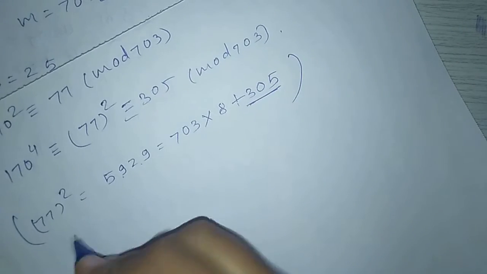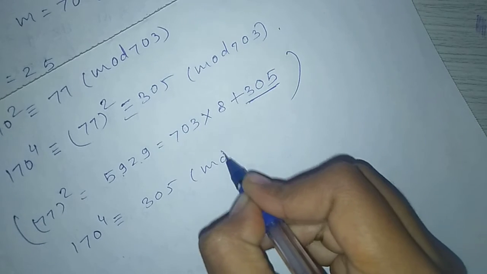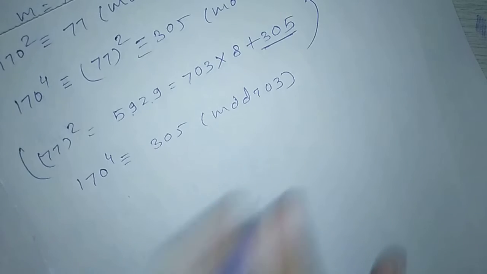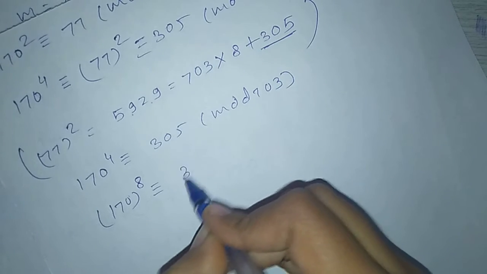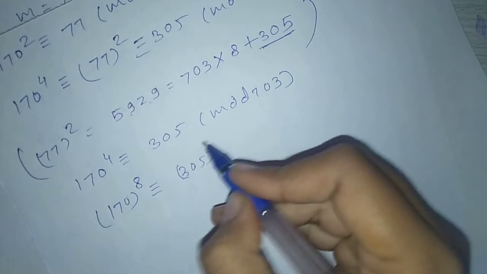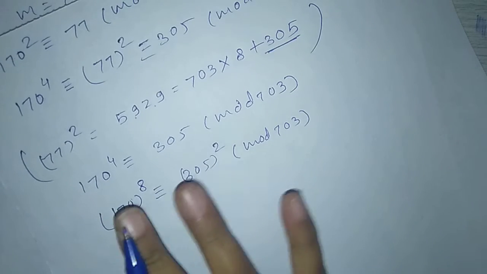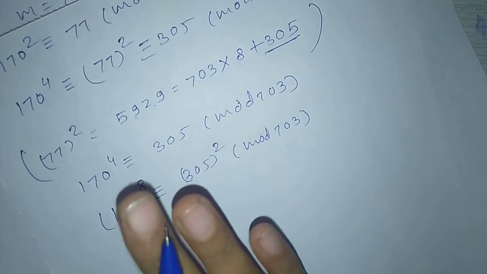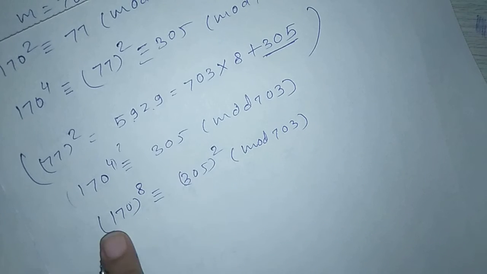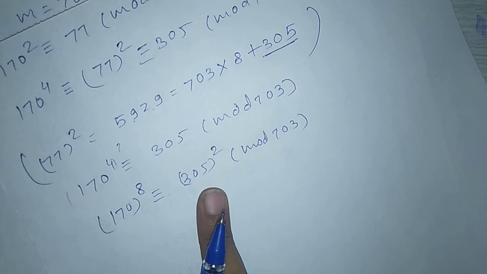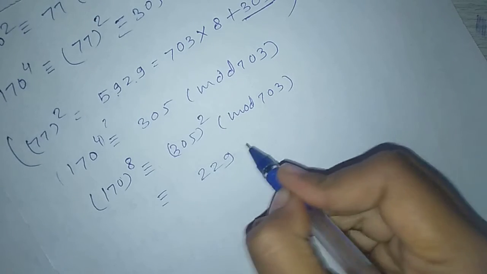Now 170 raised to 4 is congruent to 305 modulo 703. Now take 170 raised to 8, we get 305 raised to 2 modulo 703. Why do we get raised to 2? Because 170 raised to 4 square is 305 square, so 170 raised to 8 is congruent to 305 square modulo 703. This is congruent to 229 modulo 703.